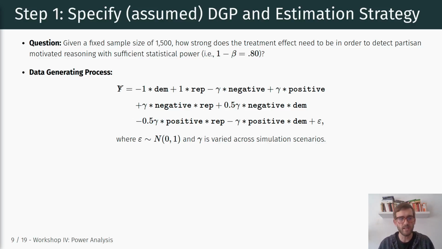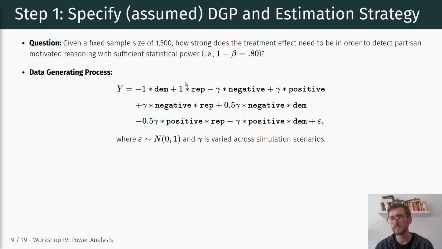The way this is set up is our outcome variable is some continuous measure of how people evaluate the government's performance in handling COVID-19. Positive values indicate that the government was handling the pandemic well. Negative or lower values indicate that they were handled poorly.